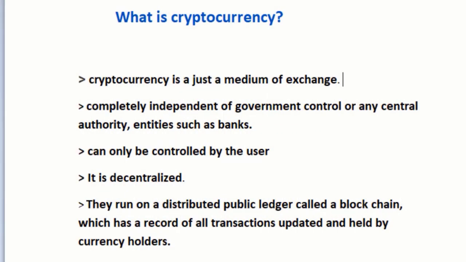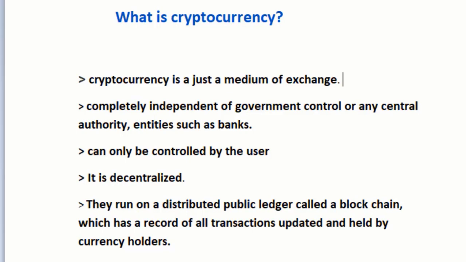The first tutorial covers the fundamentals of cryptocurrency. What exactly are cryptocurrencies? Cryptocurrency is merely a medium of exchange. They are a method of conducting a transaction digitally. They are virtual or digital currencies that are completely autonomous of government control or any central authority, such as banks. They are essentially digital currencies that can only be controlled by the user. This means you don't have to go through the bank to complete a transaction. This is a vital aspect of cryptocurrency known as decentralization.